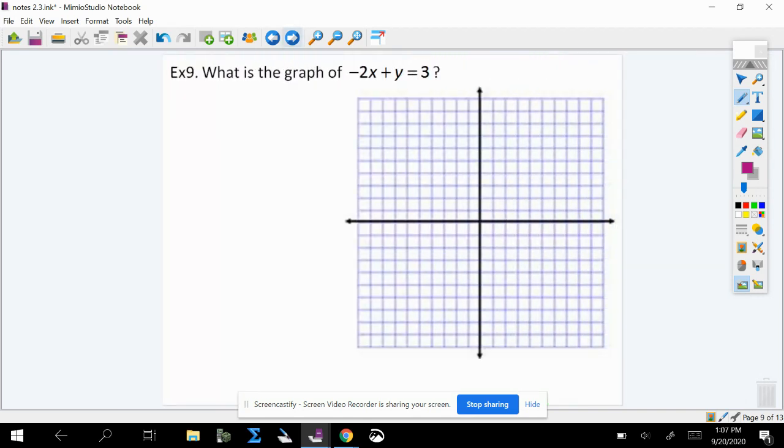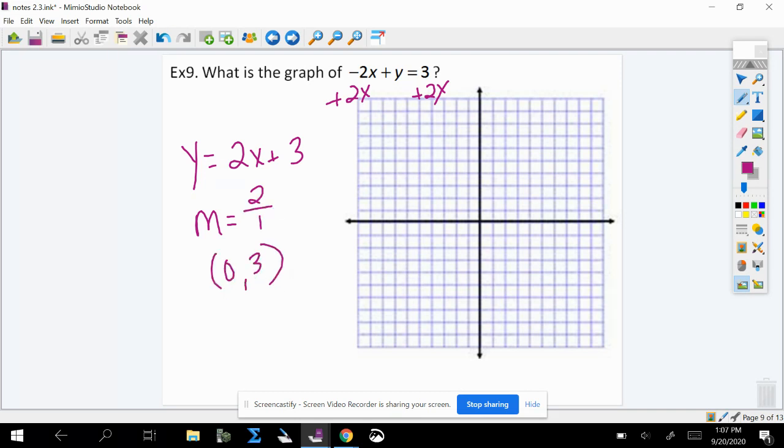So for one like this, I'm asked to graph it. I'm going to get y by itself, and by doing that, I'm going to add 2x to both sides. So I have y equals 2x plus 3. I'm going to write down my slope and my y-intercept. You always want to write slope as a fraction, so if it's a whole number like 2, you want to write it as 2/1. And then my y-intercept I'm going to write as the point (0, 3).